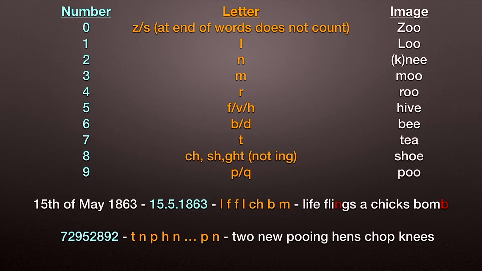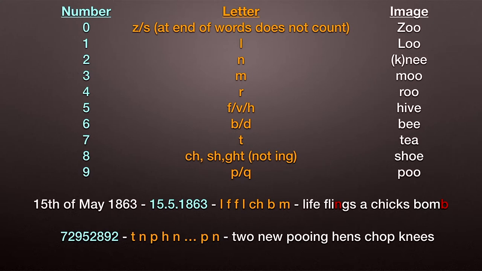B, M. Now there is one little thing, if you notice, in life flings, I've marked the N in red. Technically, I shouldn't be using an N there because it can create confusion. However, as I've said, I'm not including ing into anything, and therefore it's valid. This is how you can see every image has to be carefully thought out, and the words, using our imagination to create these funny images, have to be thought out quite carefully.